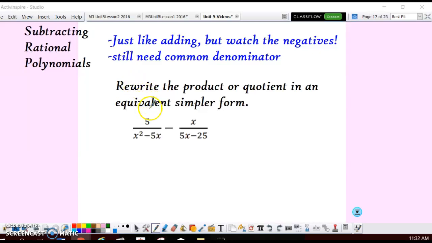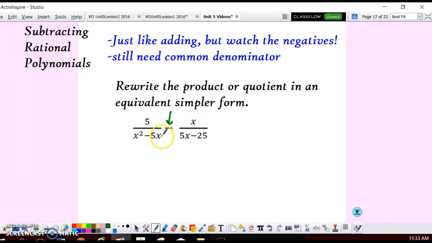Now we want to combine these two rational polynomial expressions, but we're subtracting. So again, always watch that sign. This is just like adding, but watch the negatives, and we still need that common denominator. So I have a denominator down here, and they almost look the same. But remember, common denominators don't come from just adding in a term.